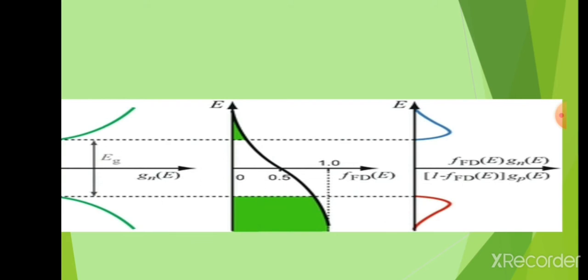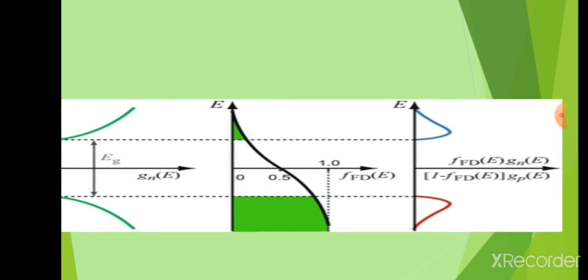There are a large number of allowed states in the conduction band. However, for an intrinsic semiconductor, there will not be many electrons in the conduction band, because the probability of an electron occupying one of these states is small. There are also a large number of allowed states in the valence band.